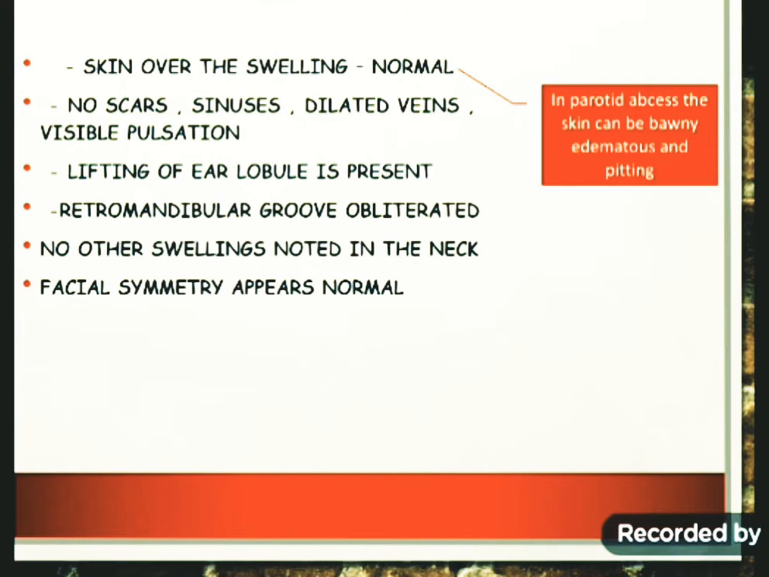With these two findings on inspection, we can say that it is a pleomorphic adenoma, because the classical features of pleomorphic adenoma are the swelling below and behind the ear, secondly the lifting of the ear lobule, and the retromandibular groove being obliterated. So we can say it is a pleomorphic adenoma for now. Then no other swellings noted in the neck, which means there is no lymph node present. Facial symmetry appears to be normal, which means there is no facial nerve involvement.